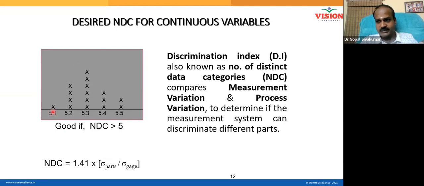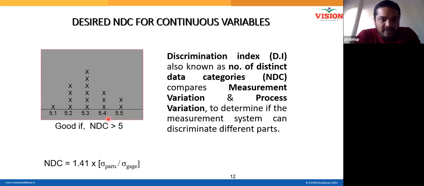Suppose I replace the gauge with another gauge having a resolution of 0.05 instead of 0.1. Now tell me, how many readings will become possible between 5.1 and 5.5? 20? No, it's not 20.